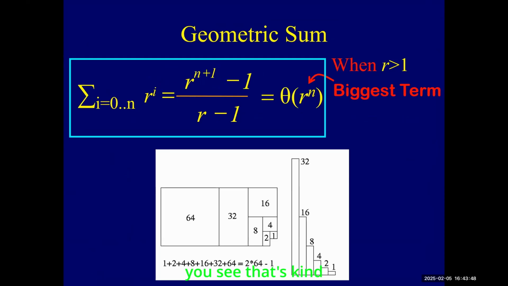Now, you see that's kind of a bit of a lie here, right? We got the -1, which doesn't really matter. What is the biggest term? It is n to the r. Well, this is r times bigger, but we're dividing by r - 1, and we don't care about constants anyway, right? So everybody good? It's dominated by the biggest term, right?